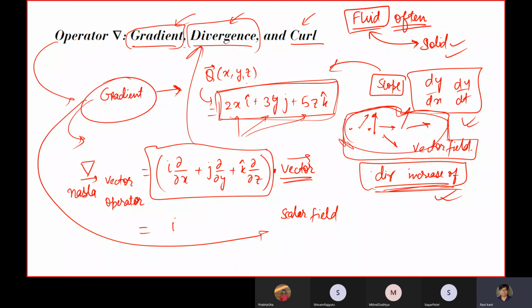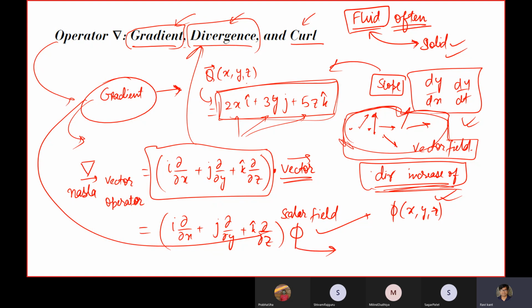So gradient is nothing but i times dou by dou x plus j times dou by dou y plus k times dou by dou z, acting on some scalar field phi. Let's suppose phi is my scalar field, and phi is a function of x, y, z in some sense. Now you are going to differentiate, so every component can be written.